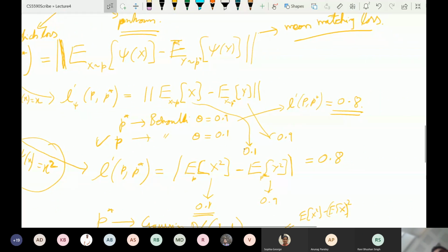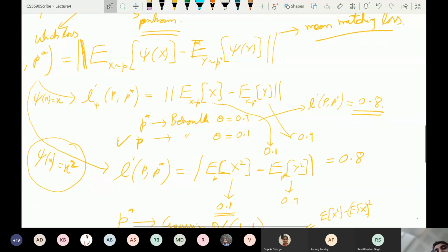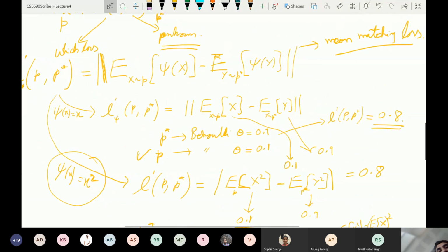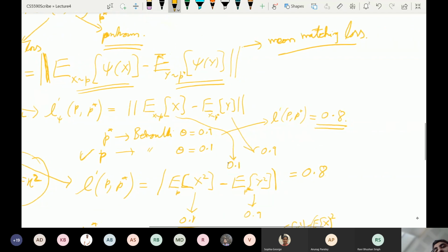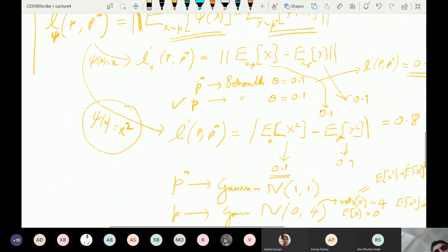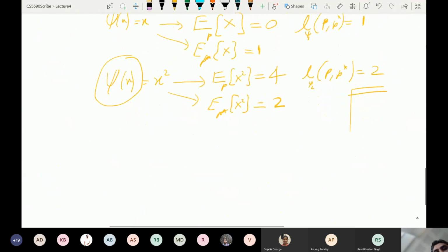Which mean is it? It is the mean of psi of x. That's what it matches, right? So what is it intuitively doing? It's simply matching the expected value of this function psi. And psi has a name, but again let me not confuse you with names.